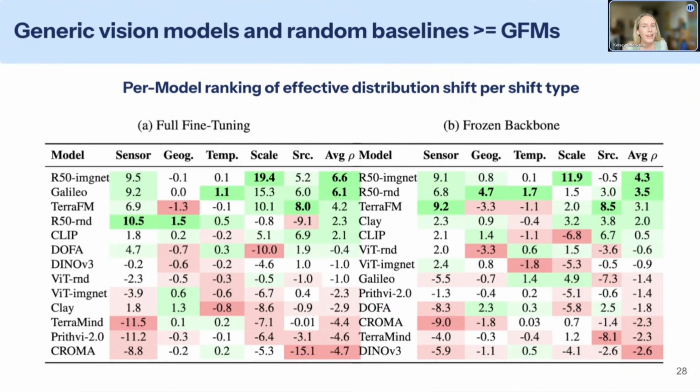And we can see that in both the full fine tuning and frozen backbone settings, the ResNet 50 pre-trained on ImageNet actually has the best average effective robustness across all those tasks, better than the geospatial foundation models. And even the ResNet 50 initialized on random weights is in the top 4 in full fine tuning and the second best when it's ranked in the frozen backbone. So it's pretty shocking to see that with all of the effort that's being put into pre-training these models and creating these global data sets of Earth observation data, in terms of an effective robustness approach, they're actually not performing as well as the simply ImageNet pre-trained models.